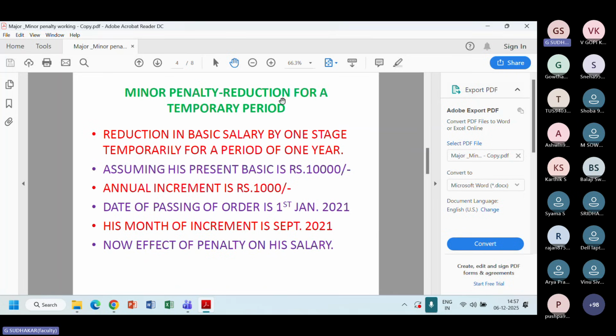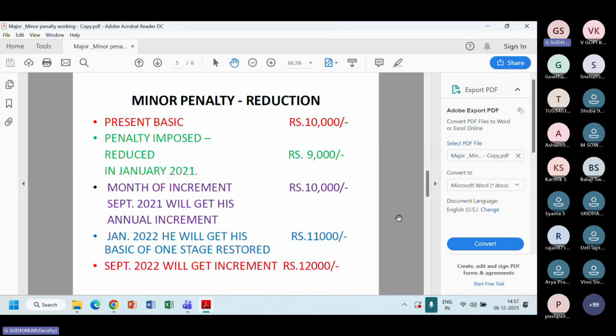Minor penalty, reduction for a temporary period. That is withholding of increment. Here it is reduction for a temporary period. Reduction in basic salary by one stage, temporary, for a period of 1 year. Same example, 10,000, increment 1,000, date of passing order 1st January, month of increment 1st September. How does the effect come? Present basic 10,000, penalty imposed, reduced. So from the date of order, you have to reduce the basic. Penalty imposed, reduced basic in January as per the date of order, 9,000. So 1,000 rupees reduced.